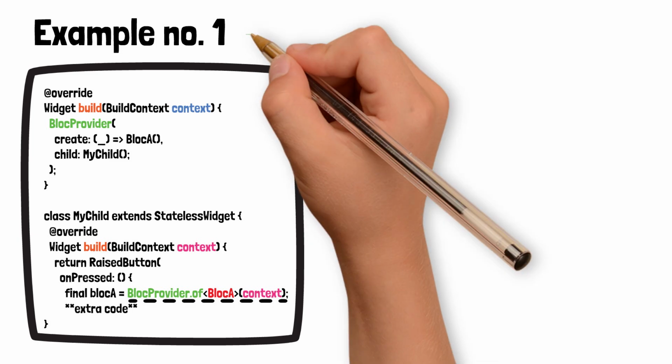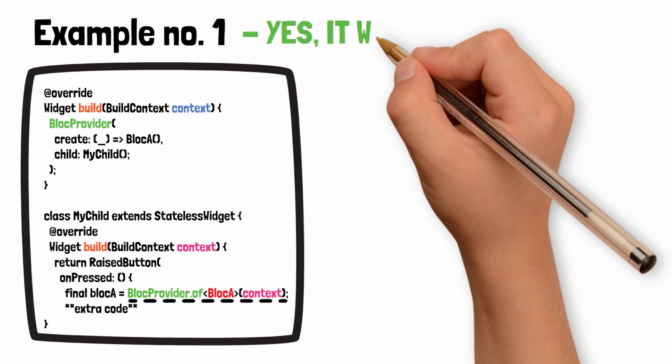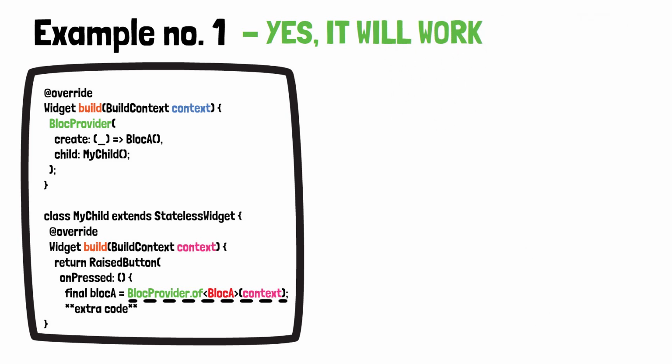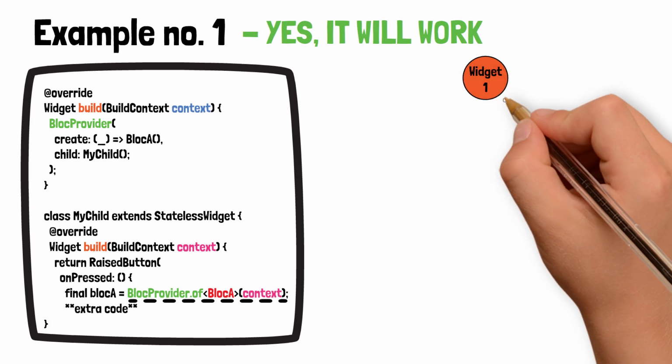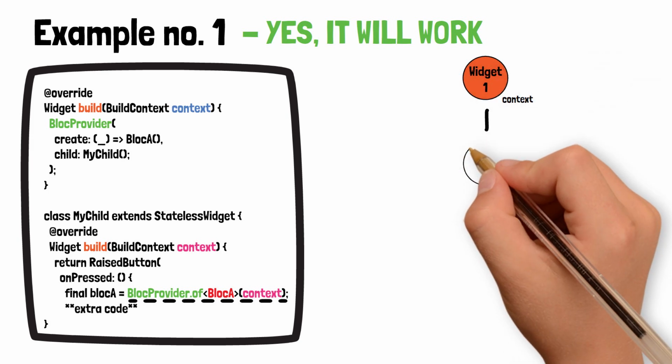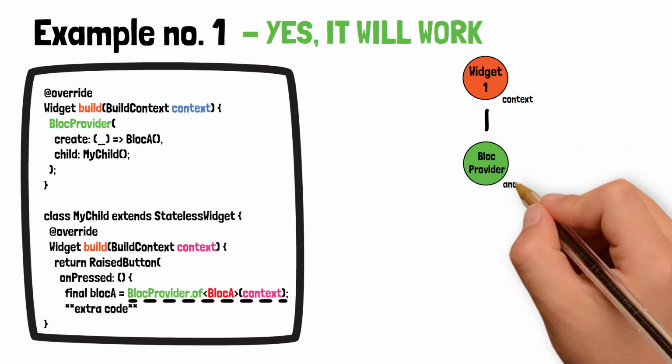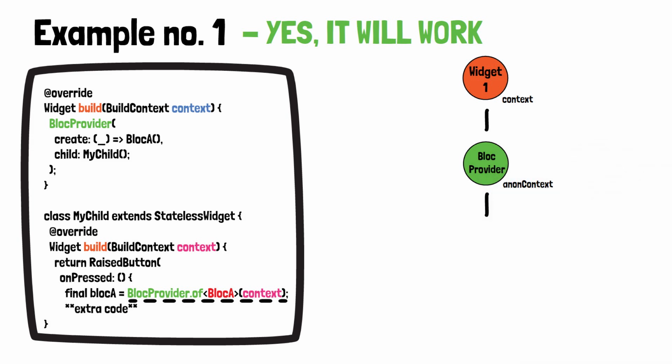Okay, so the answer to this example is yes. You can access the unique instance of block A by using BlocProvider.of block A of context. Now let me explain to you why. The first widget is built in a context, build context. Then its child, the block provider, is built in an anonymous context right below it.